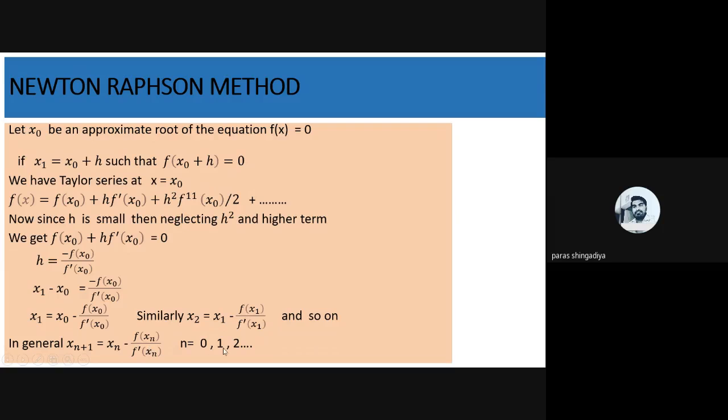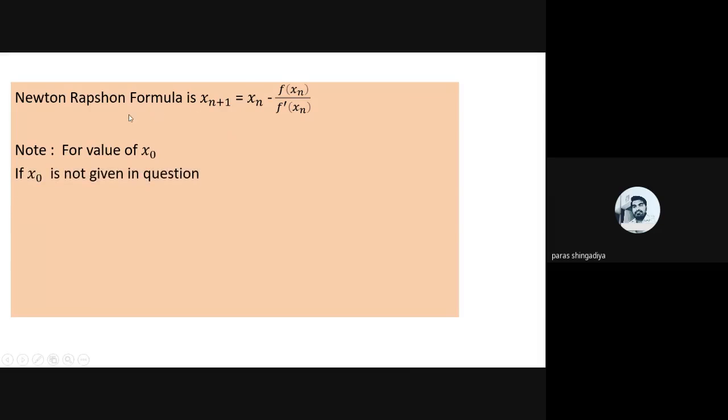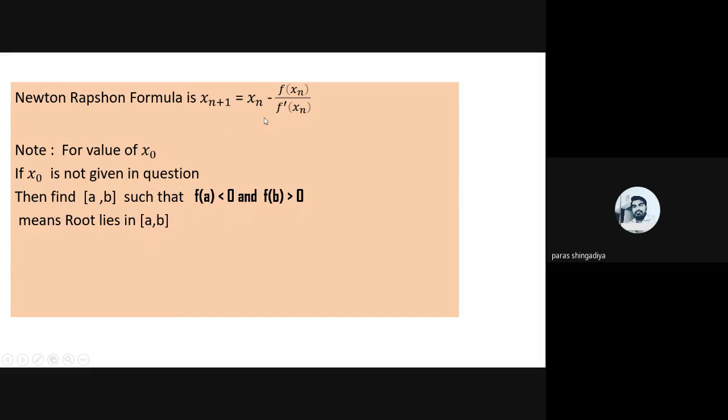For n equal to 0 we can find the first iteration, for n equal to 1 we can find the second iteration, then by using n equal to 2, 3, 4, 5 and so on we can find the required iteration. And in this formula of x1, that is x0 minus f of x0 upon f dash of x0, the value x0 is required. So it is already given in these questions, and if it is given, use this value as x0 and find x1. And if it is not given, how can we take this value of x0?